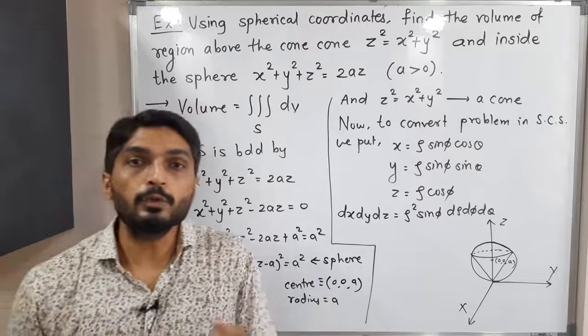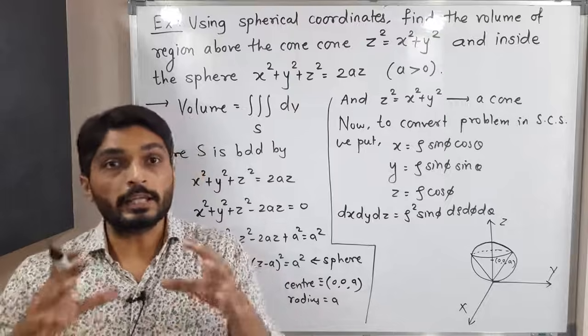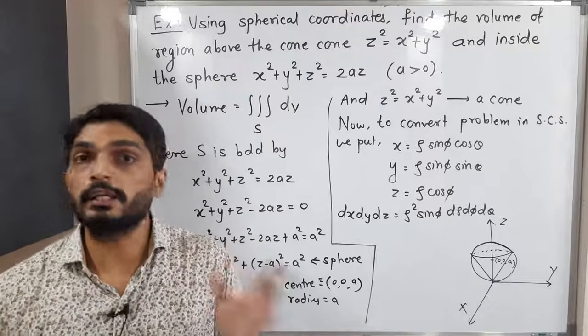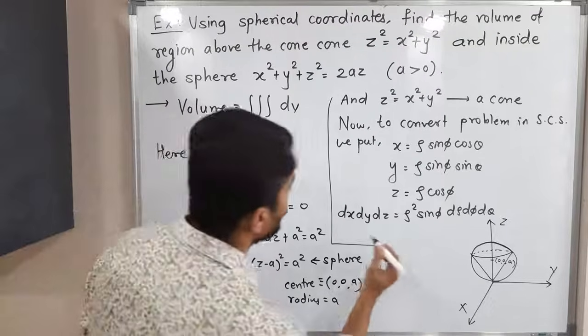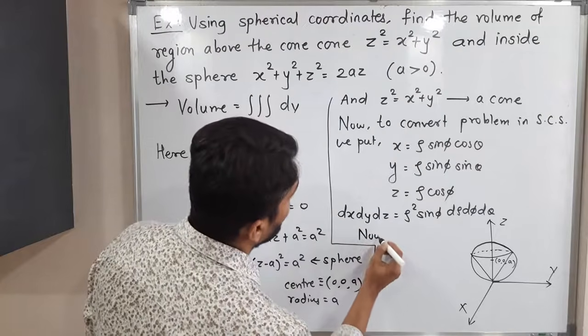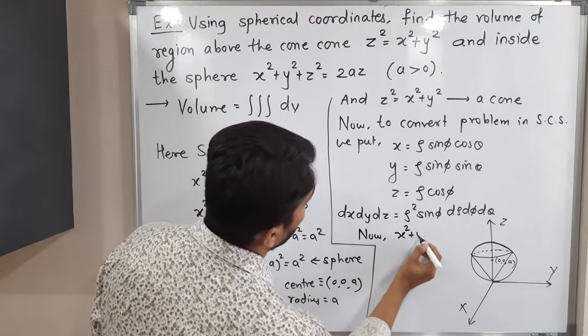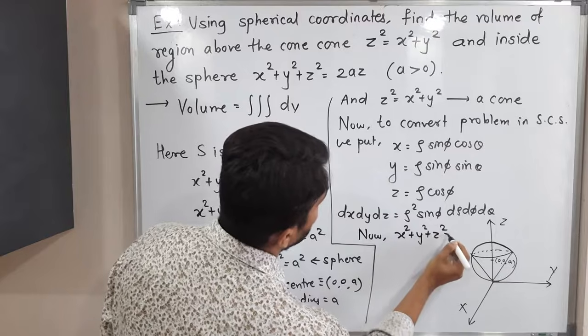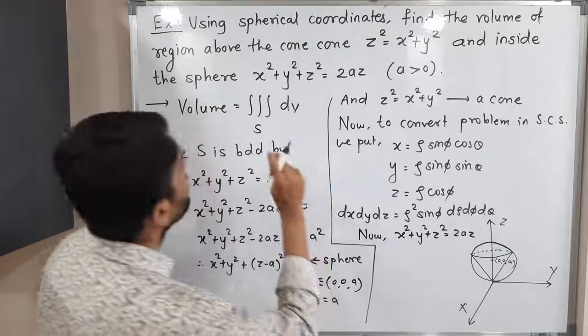After that, what will we do? We will try to convert all equations which we have into spherical coordinate system. So see, now what is the equation we have? We have equation of sphere, x square plus y square plus z square is equal to 2az, right?